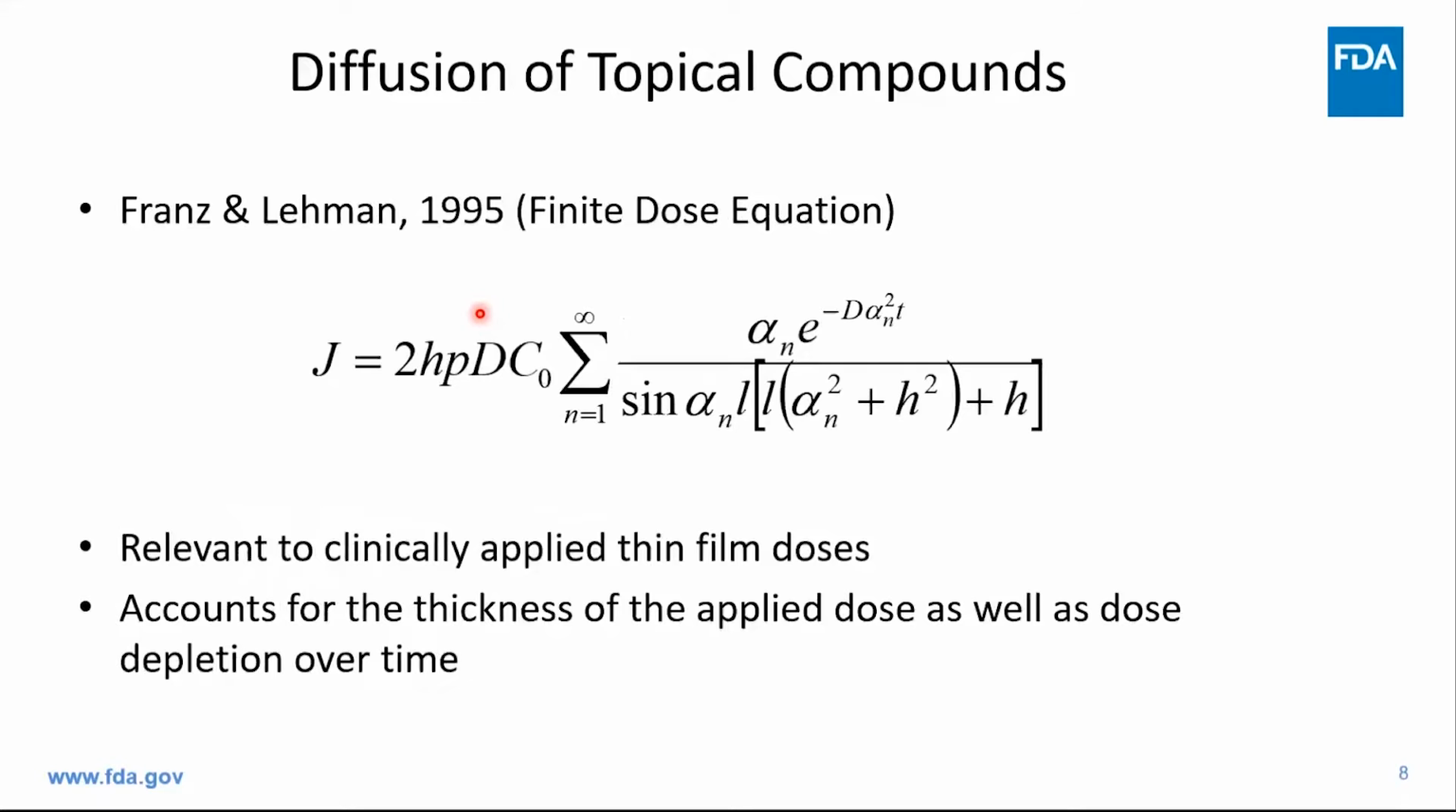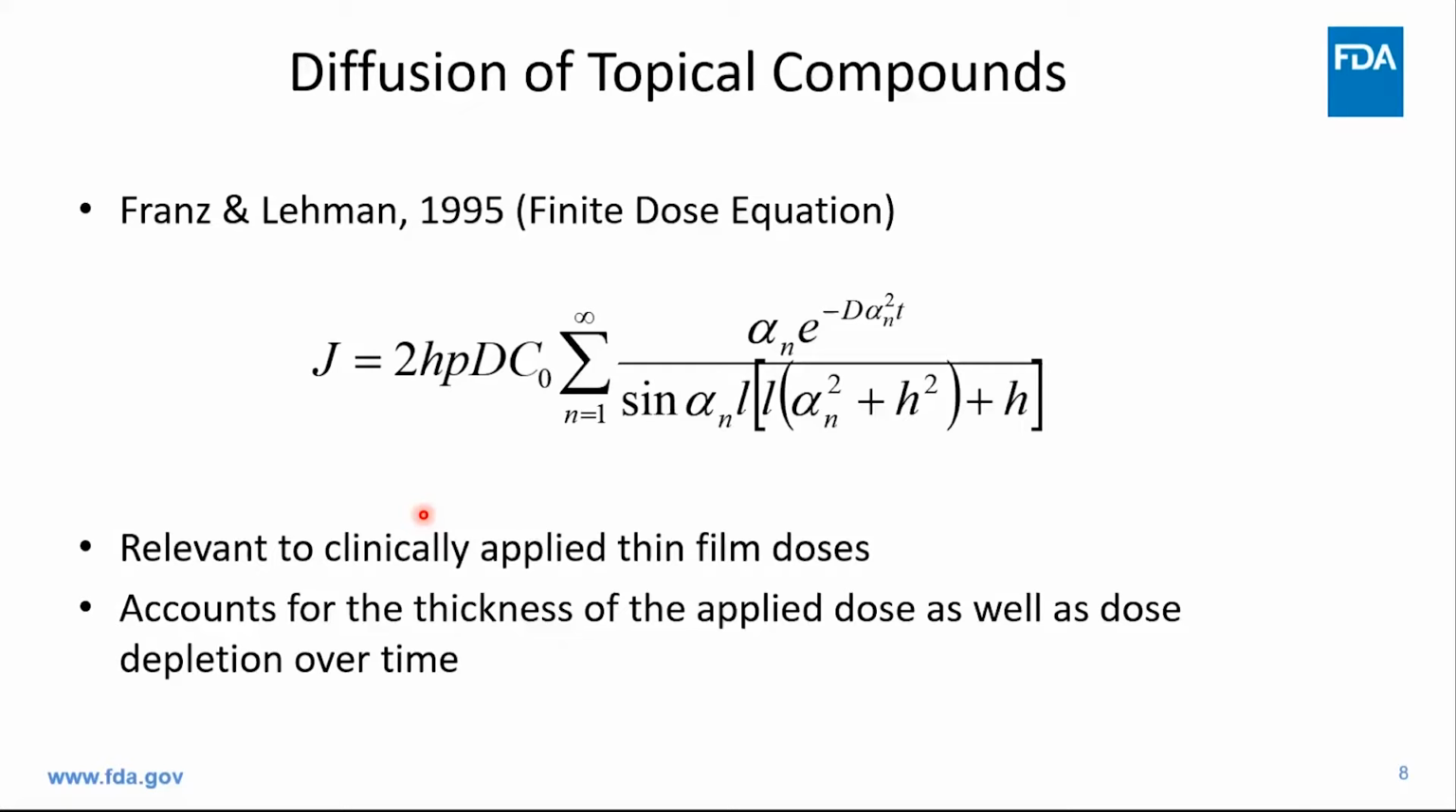Now, in reality, it is a little bit more complicated, as you can see in this equation, which is the finite dose equation. And the key message I want to get across here is not to go through the equation, but rather to say that this is relevant to clinically applied thin film doses. That when we're talking about what happens when someone uses a topical product, they apply it as a very thin film, they shear it onto their skin, and often it changes.